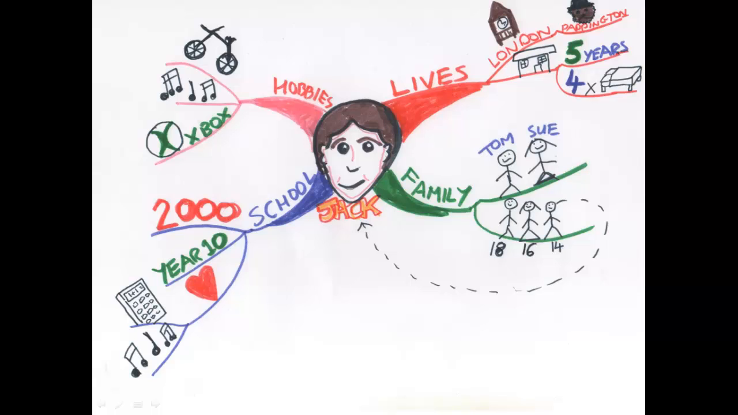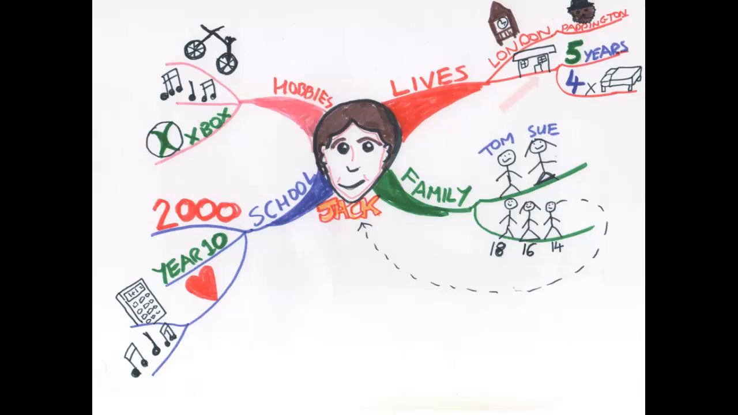So what we've done is taken the text and created a visual map all about Jack. So there's a central image of Jack. Now, if you look to the top right, you will see a branch all about where he lives. And he lives in London. And you've got an image there of Big Ben. He lives in Paddington in London. So you've got an image of Paddington Bear.